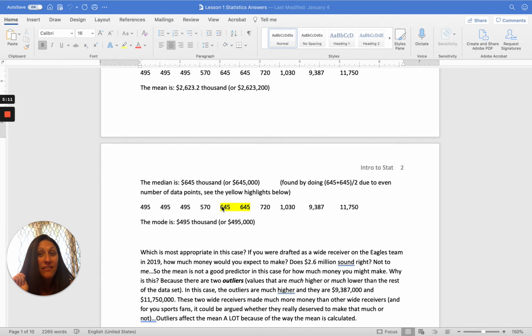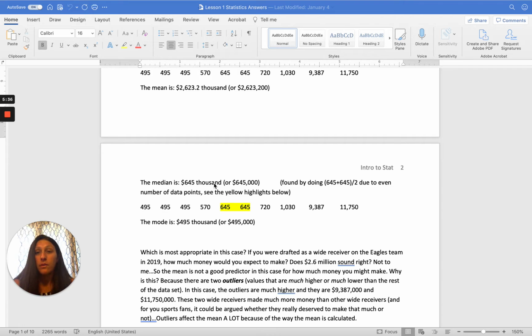Notice how I didn't say average of those two numbers, because all of these are averages. Okay, so the word average is too vague, so we have to get rid of that and be more specific. So the median of this data set is the mean of these two numbers in the middle. So if you add these numbers and then divide by 2, then you'll find the median. Now in this case, we get the same number because they happen to be the same number. So the median is 645,000.